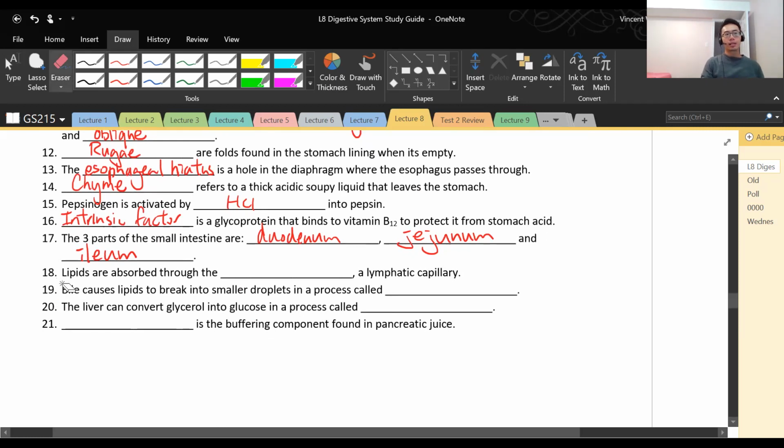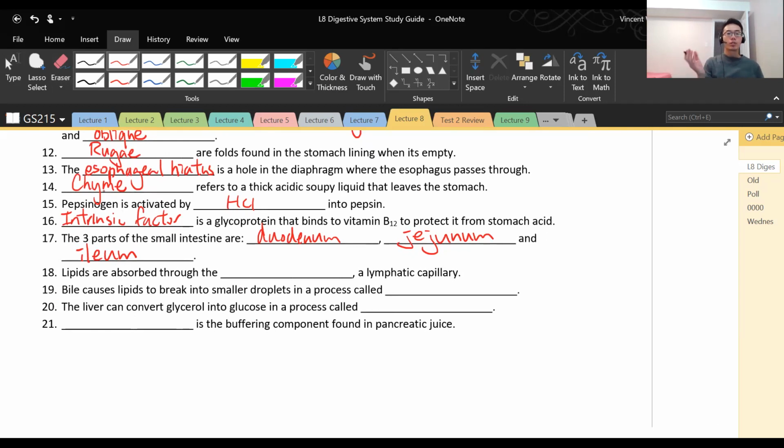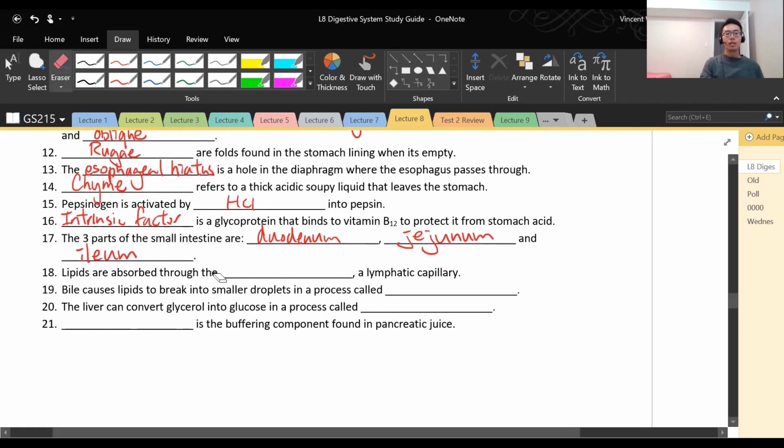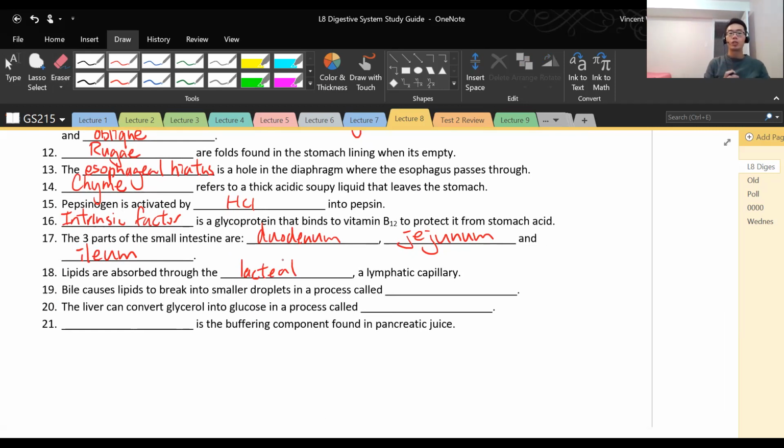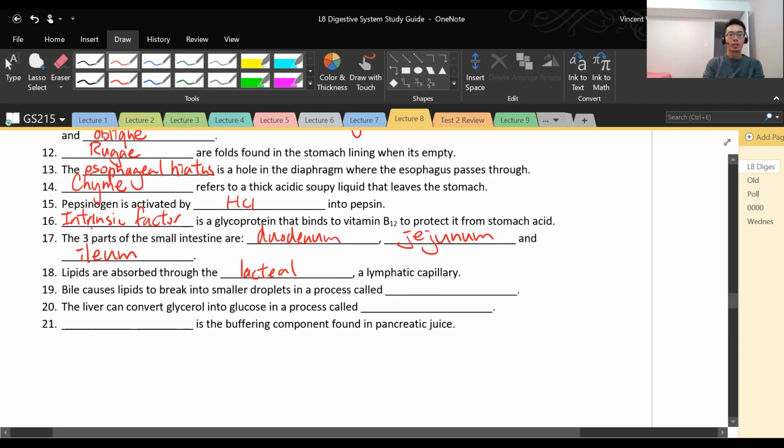But lipids, because they're not going to mix well with water, okay, because of their hydrophobic nature, are going to be absorbed through the lacteal, which takes them to the liver first, and then in the liver they will get combined with these lipoproteins. Right, so they will form like HDL and LDL, and then they will be able to go into your bloodstream. Bile causes lipid to break down into smaller droplets. We call this emulsification.